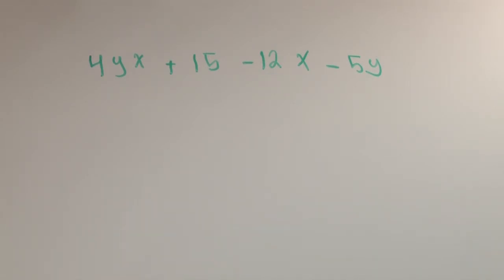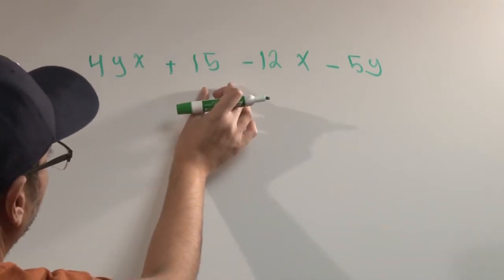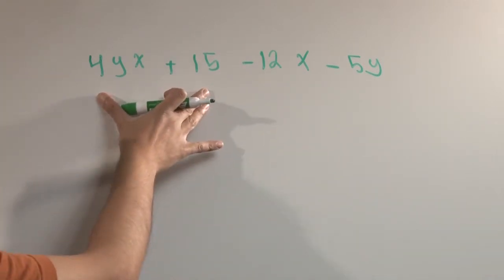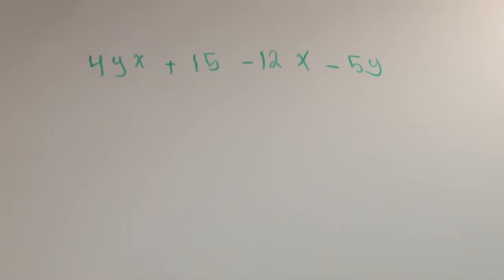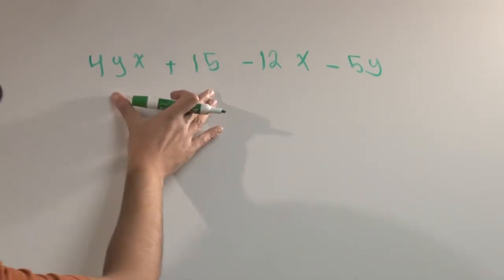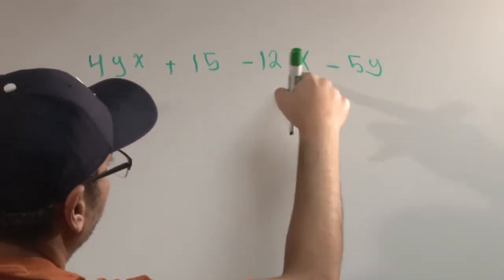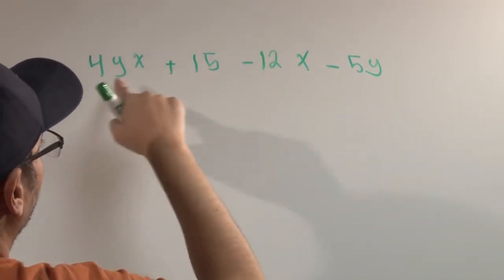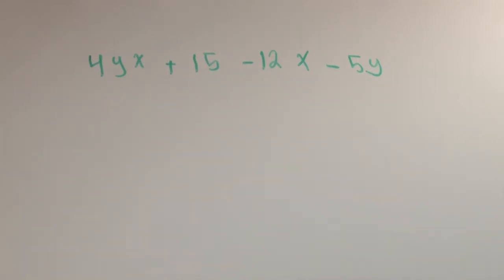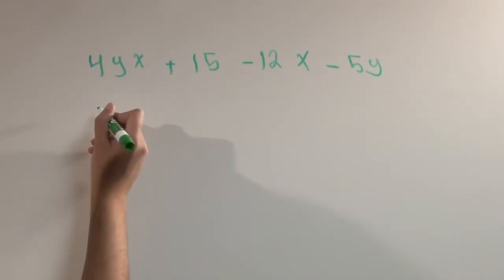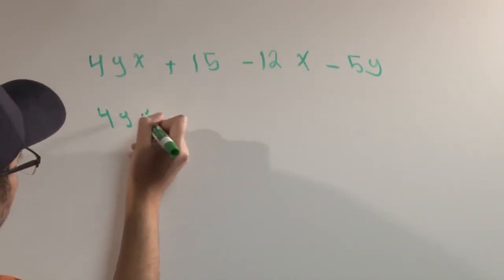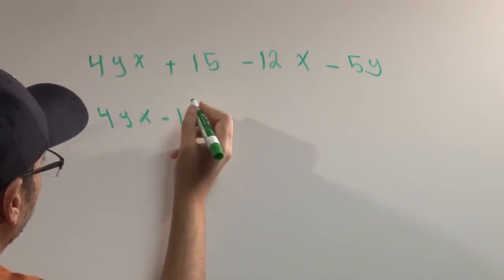I need to arrange it, because I can take this with that. But if I group those together, I don't have any common factor, any greatest common factor between them. But if I get this with the other one, 4 and 12, oh yeah, there is 3. And there is x as a common factor as well. So let's try that. 4yx minus 12x.